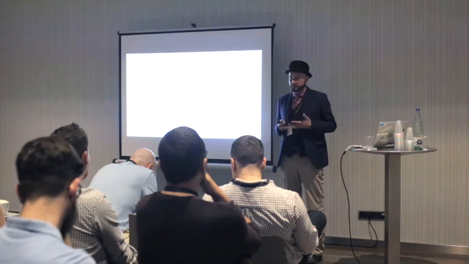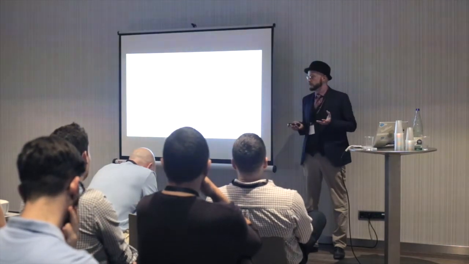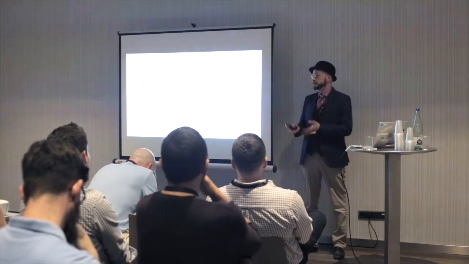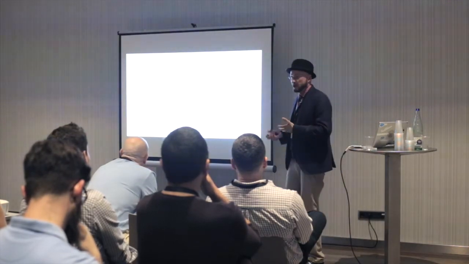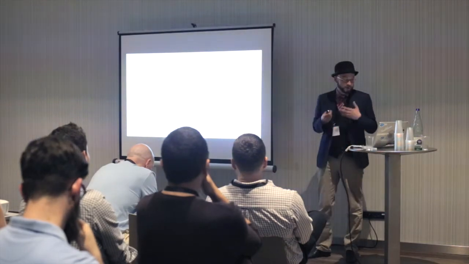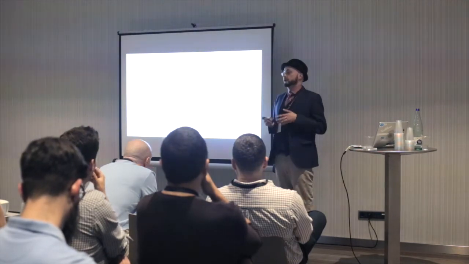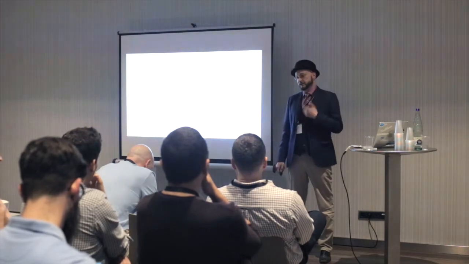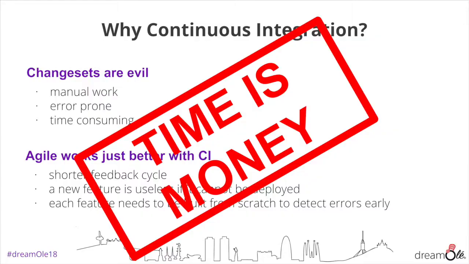We try to get shorter feedback cycles with CI, because as soon as a developer pushes her code into a repo, the feature build runs and tells her exactly if that composition of metadata will deploy to any other org. And the new feature is completely useless if you can't move it anywhere else, right? So another fundamental is that each feature needs to deploy from scratch, to detect errors early. If you've been to the other testing talk, you see the earlier you detect errors, the less money it costs, and that's the short version of continuous integration. Time is money, so let's try to get things quicker.